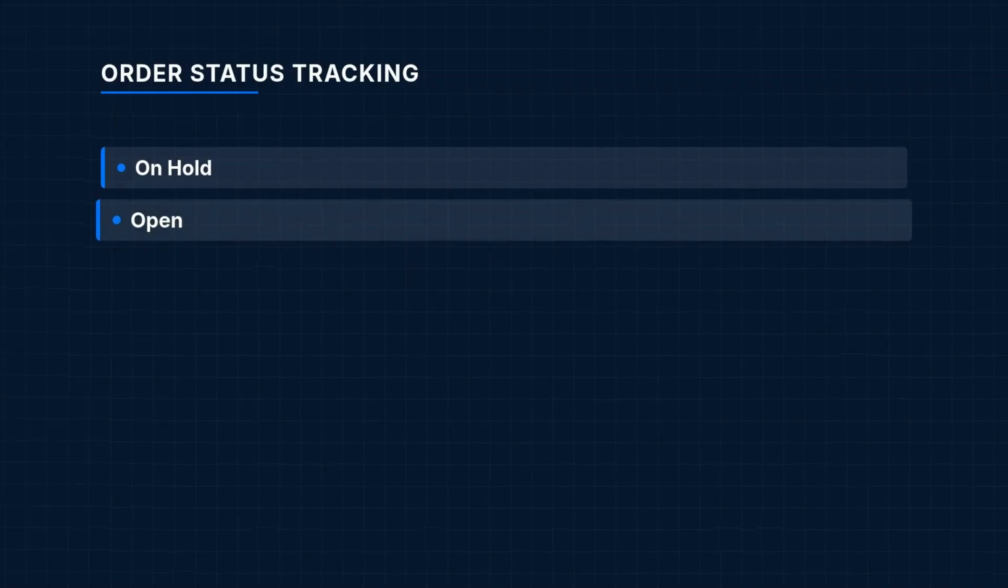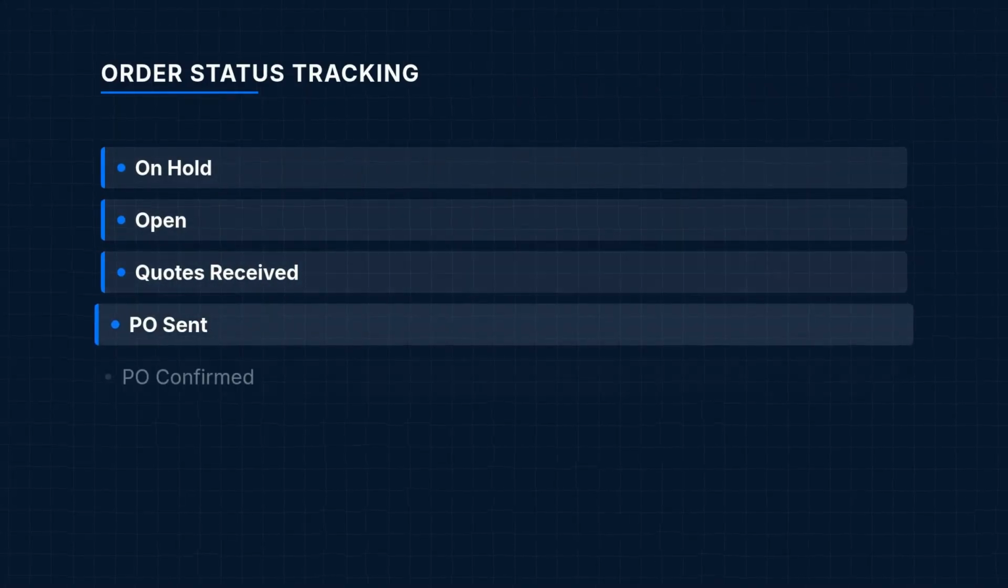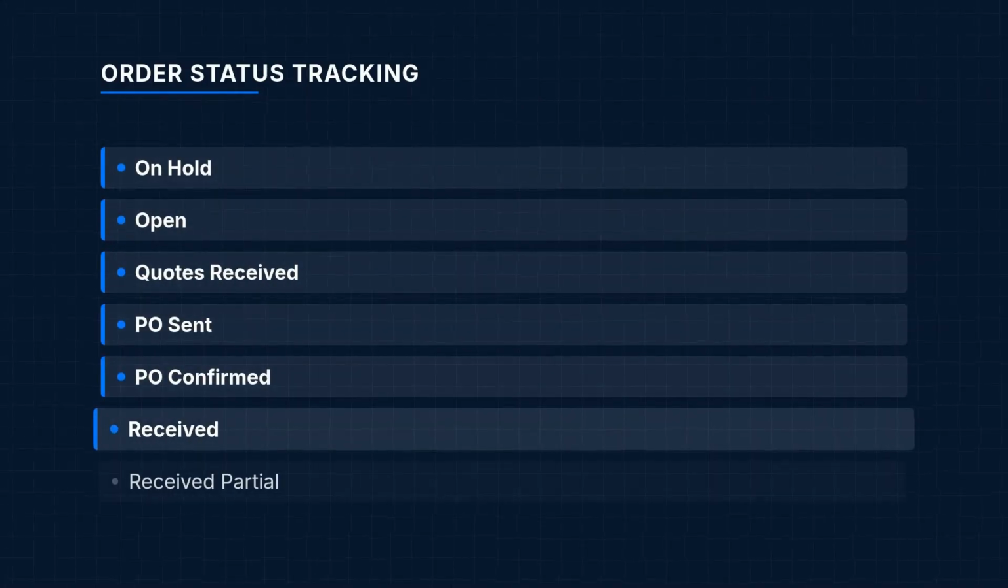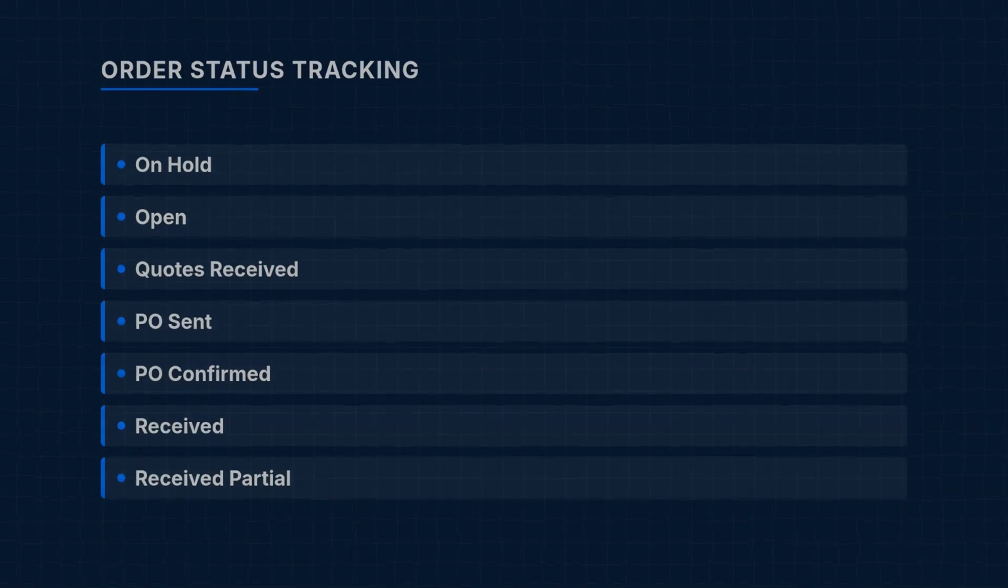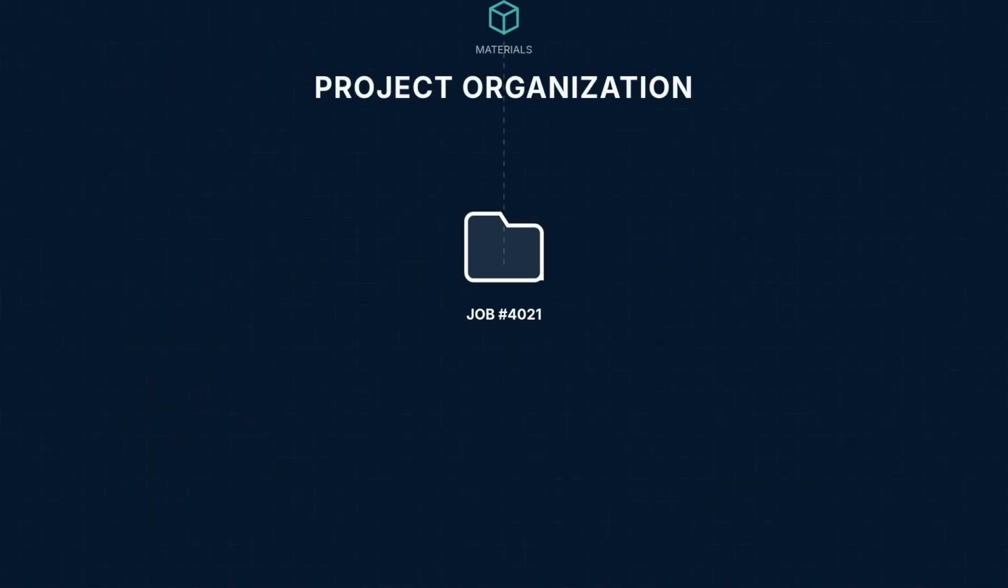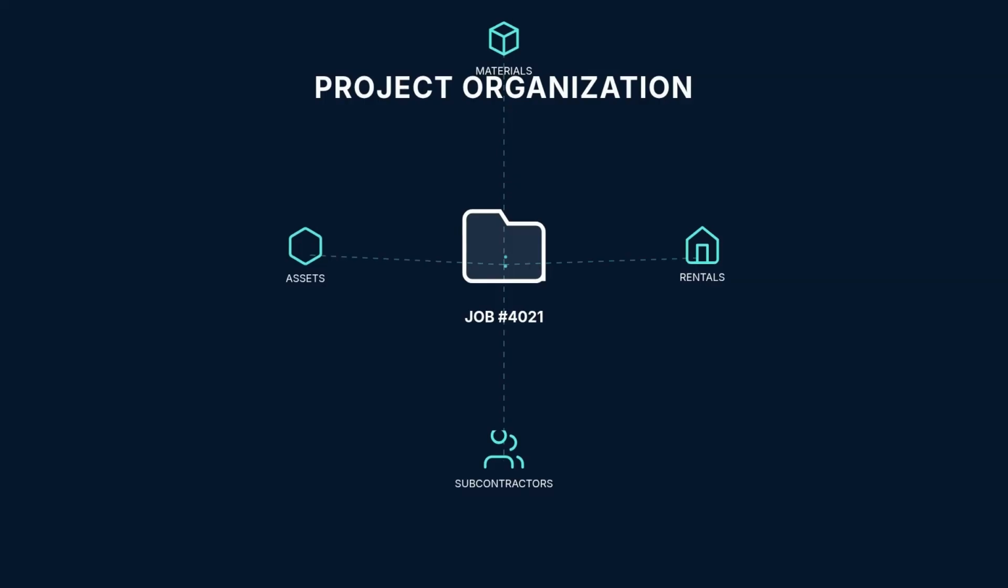The Orders page tracks order progress in the status column, showing stages such as on hold, open, quotes received, PO sent, PO confirmed, received, and received partial. All orders are automatically organized within the job, making it easy to track materials, rentals, subcontractors, and assets for each project. With MEPHUB, the entire procurement lifecycle is managed from a single order, from requesting materials to routing vendors, comparing quotes, issuing purchase orders, receiving materials, and tracking order status.